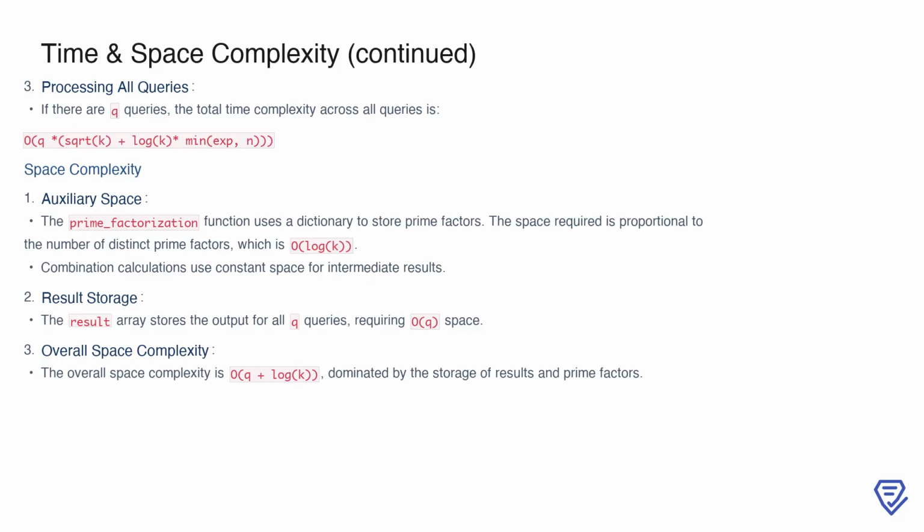Shifting focus to space complexity, we start with auxiliary space. The prime_factorization function uses a dictionary to store the prime factors of k. Since the number of distinct prime factors is proportional to O(log k), the space required for this dictionary is also O(log k). Additionally, combination calculations use only constant space to manage intermediate results. The result array, used to store the outputs for all q queries, requires O(q) space. Combining these factors, the overall space complexity of our approach is O(q + log k), where the result storage and the prime factor dictionary are the dominant contributors.